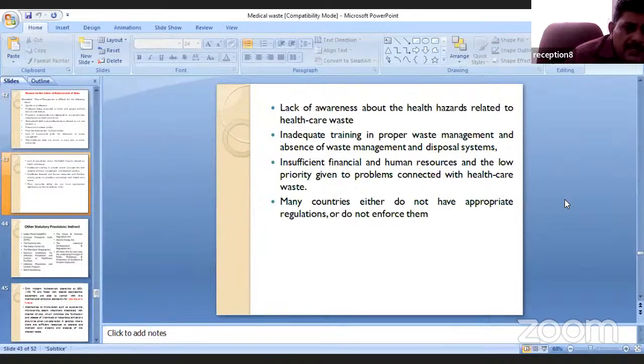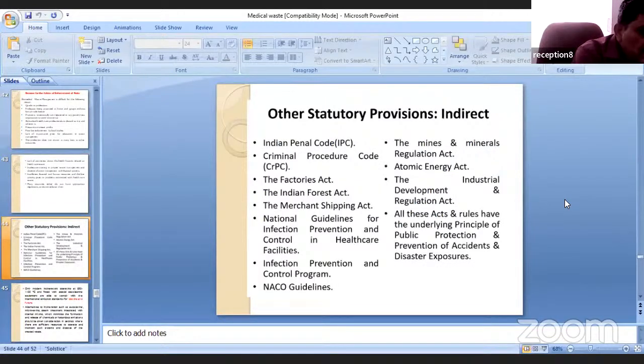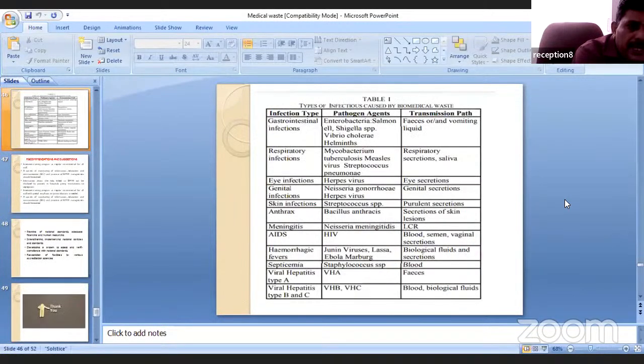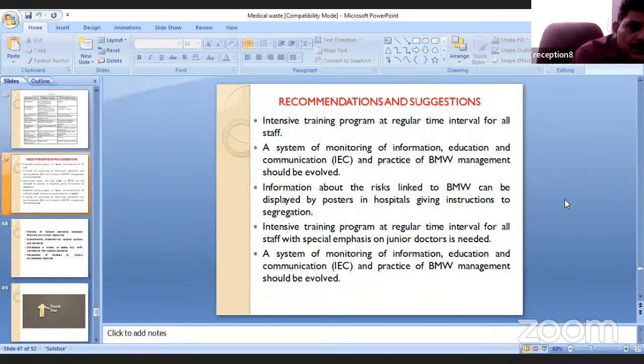And many countries still do not have appropriate regulation and do not enforce them. These are all the reasons behind the failure in following several rules for biomedical management. So what I'm suggesting to this forum is to make our land without biomedical waste, I mean, without any pollution.